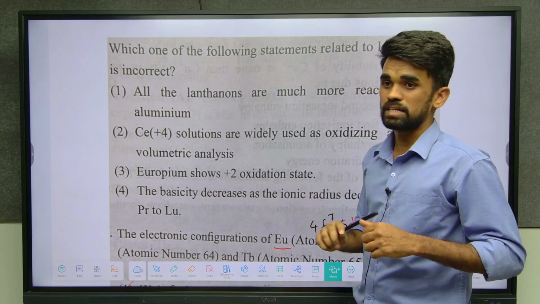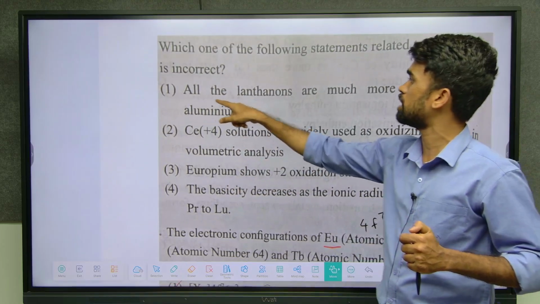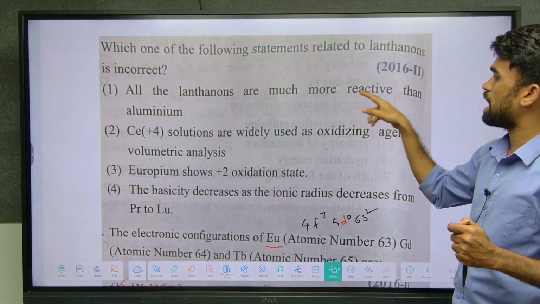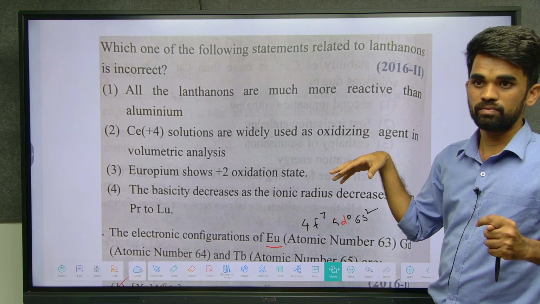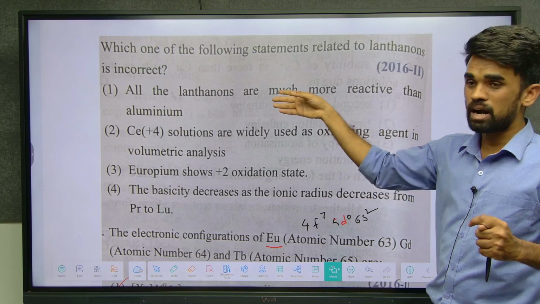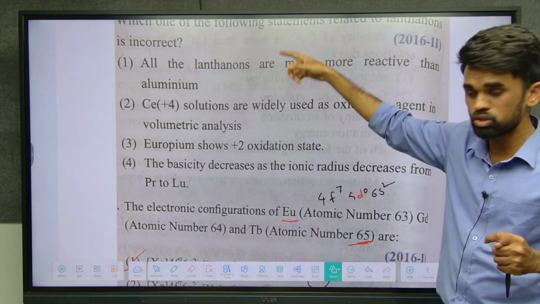When it comes to the first one, you are sure about these 3 statements. First one, all lanthanoids are much more reactive than aluminum. It may or may not be correct. We are not sure. Okay? But it is not shown by all the lanthanides. So which is incorrect? First statement. So both questions are perfect.